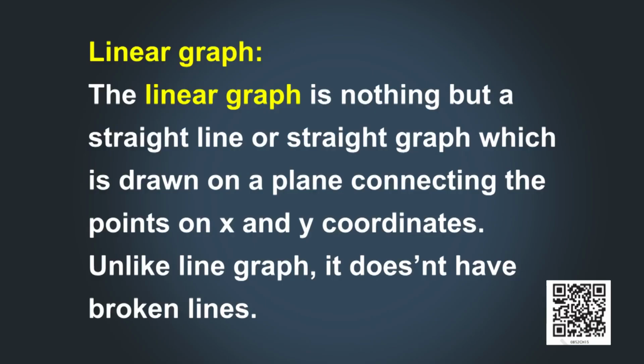Linear means straight, and a graph is a pictorial representation of the data in an organized manner. Now, let's define what a linear graph is. The linear graph is nothing but a straight line or straight graph which is drawn on a plane connecting the points on x and y coordinates. Unlike a line graph, it doesn't have broken lines.